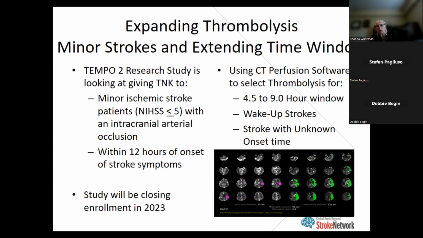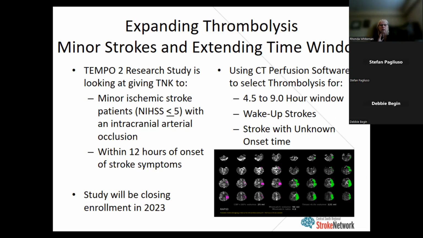What we also are always looking at is whether there are ways that we can expand the inclusion criteria, and research is ongoing related to thrombolysis. There are trials looking at giving tenecteplase to patients who have a more minor stroke, so an NIHSS of less than 5, which typically doesn't meet the criteria for thrombolysis. They have minor deficits, but they also have an occlusion in the intracranial arteries within 12 hours of onset. That study's ongoing. What we may see is an expanding number of patients that you're seeing coded with thrombolysis.